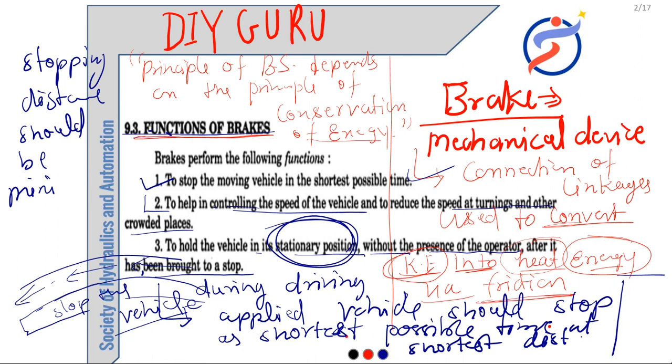So these are the three basic functions of a brake: to control the vehicle, to slow down the vehicle, and to stop it in the least possible time and distance. Fine, let's move ahead.